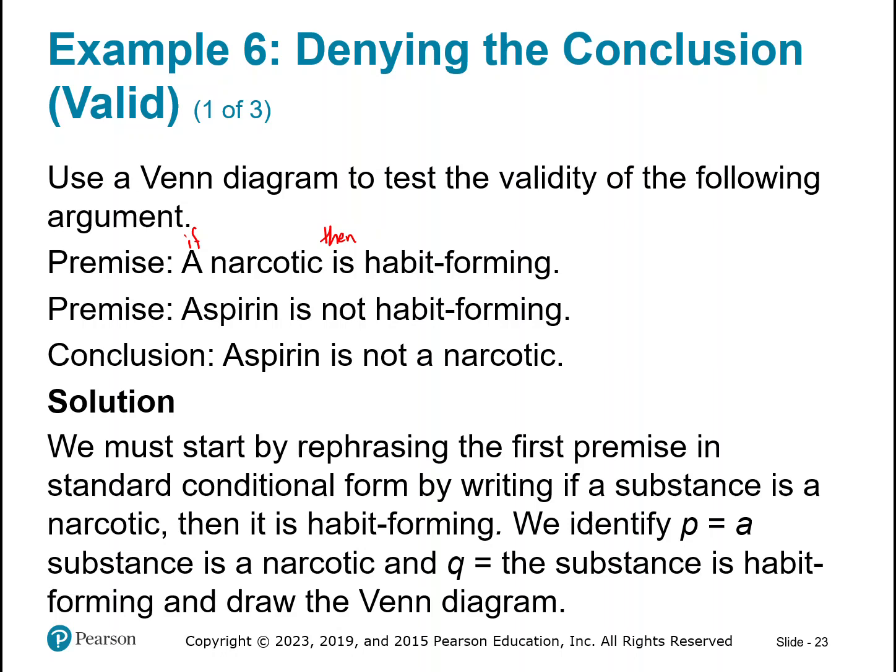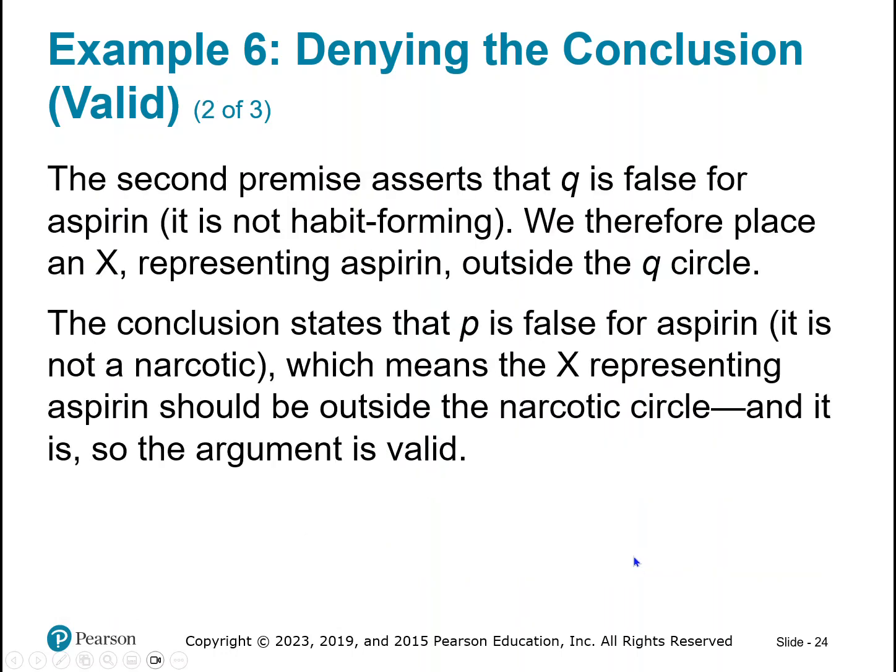So if we set the first premise up with: if a substance is a narcotic, then it is habit forming. P, a substance is a narcotic. Q, the substance is habit forming. And we could draw the Venn diagram. The second premise asserts that Q is false for aspirin. It's not habit forming. We therefore place an X representing aspirin outside of the Q circle, right?